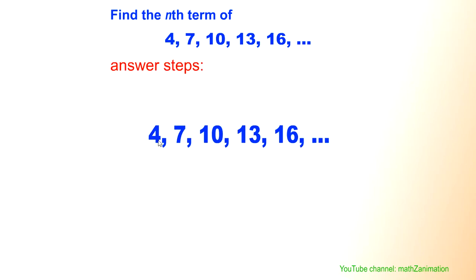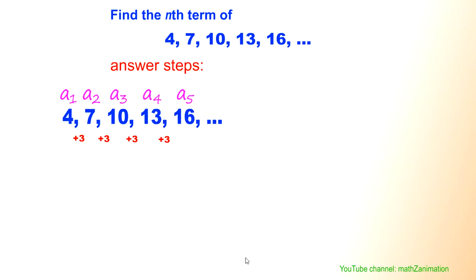The sequence is 4, 7, 10, 13, 16. Between terms, there is the common difference. The common difference is plus 3, plus 3, plus 3, plus 3. 4 plus 3 is 7, 7 plus 3 is 10, and so on. So 4 here is the first term, 7 is the second term, 10 is the third term, and so on.